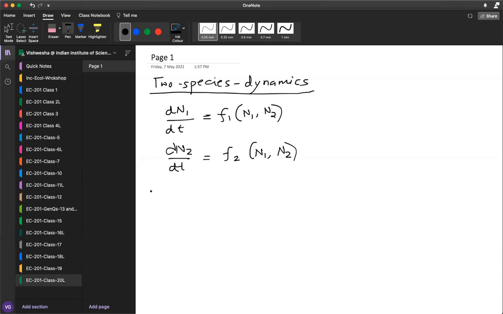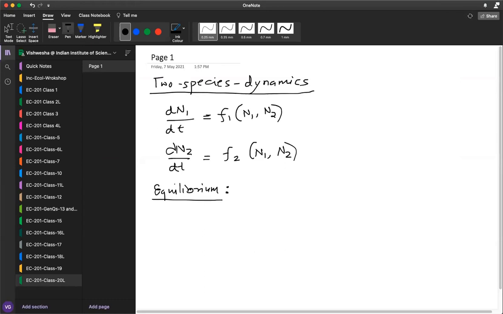And then we can carry forward the notion of equilibrium. When we learn a bit more, we realize that there will be many other types of dynamics possible in two species. But the idea of equilibrium continues to hold true, and that happens when both n1 and n2 do not change. We obtain those equilibrium values by simultaneously solving for n1 and n2 by setting both the growth functions to 0.